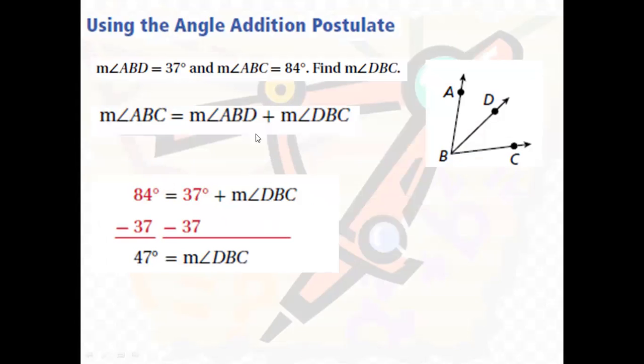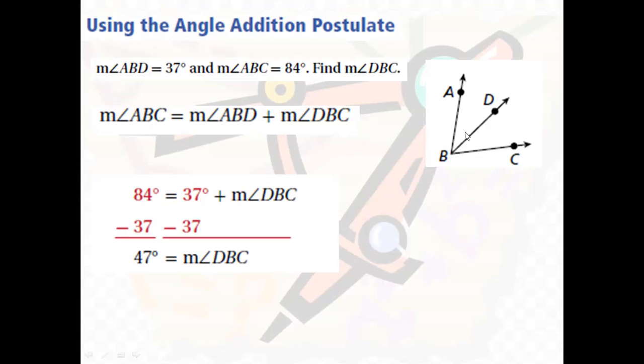What are they meaning? So here they said the measure of angle ABD, so this is angle ABD, the small angle, this one, is 37 degrees, and angle ABC, the bigger angle ABC, is 84 degrees. So they said the complete big angle is 84 degrees, but the smaller angle is 37 degrees. So you need to find angle DBC. You need to find this small angle.